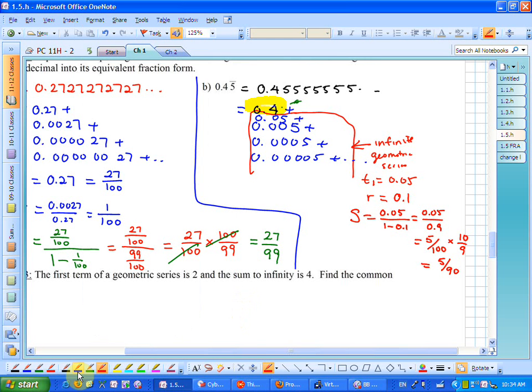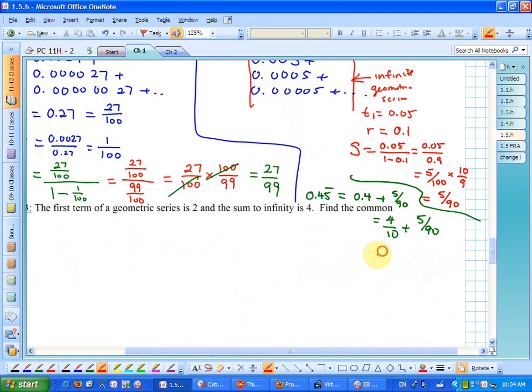So let us figure out what this is going to be. I'm running out of space, sorry. But I'll say 0.45 repeating is the same thing as 0.4 plus this fraction that we just did, 5 over 90. Well, 0.4 is the same thing as 4/10 plus 5 over 90. Change it so that we have a common denominator. So I will make them both under 90.